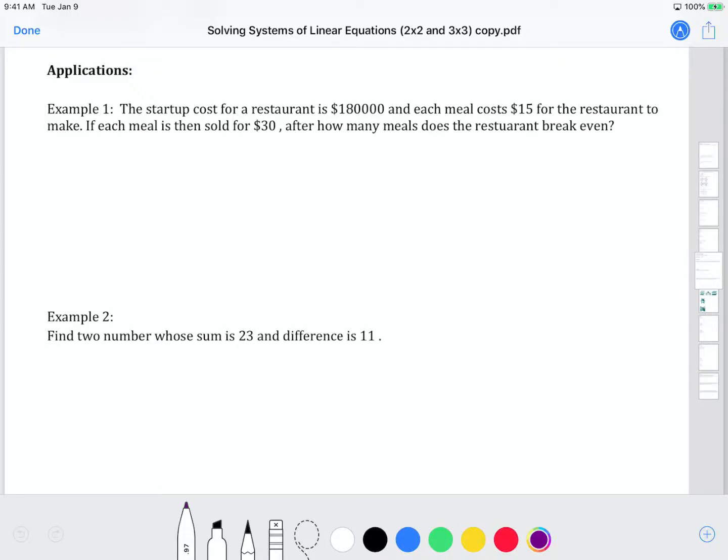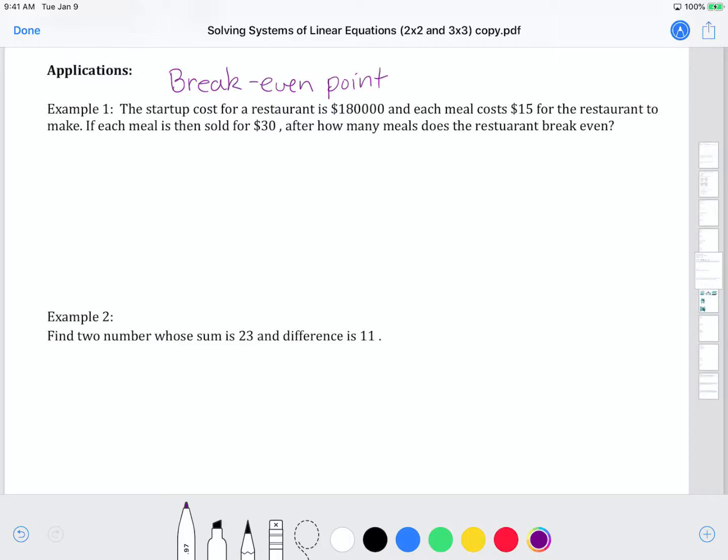Okay, now let's discuss the applications of systems of equations. And one big application, you'll see it in business quite a bit, is called the break-even point. And the break-even point is when a business is not making money, but is not losing money.